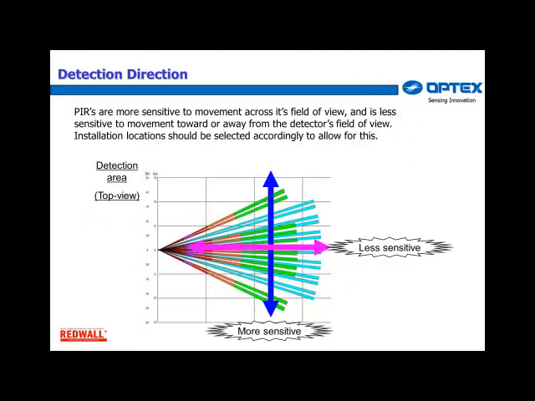PIRs are more sensitive to movement across its field of view and less sensitive to movement towards or away from the detector's field of view. Installation locations should be selected accordingly to allow for this.